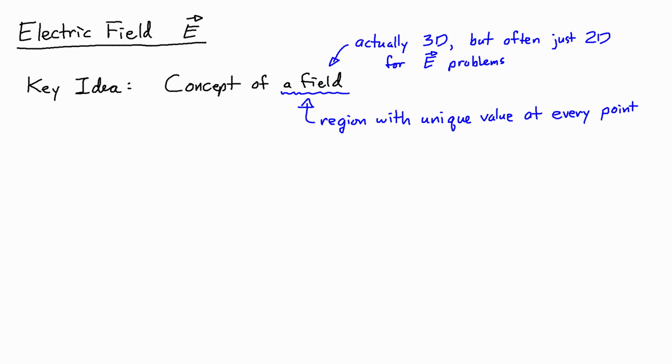One of the easiest ways to get into this concept is to first talk about the idea of a gravitational field. So this whole chapter is on the electric field, but it's easier to talk about something we already know to start. So that's why I'm going to start by looking at the gravitational field.